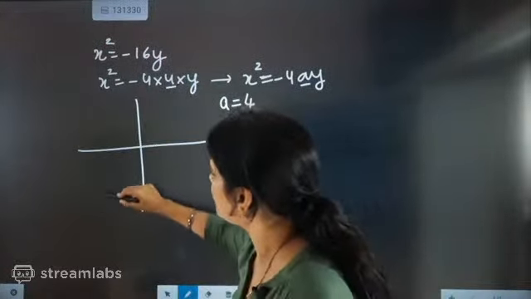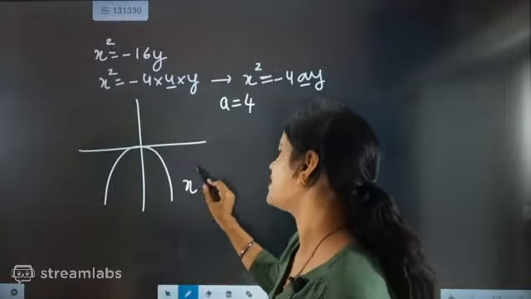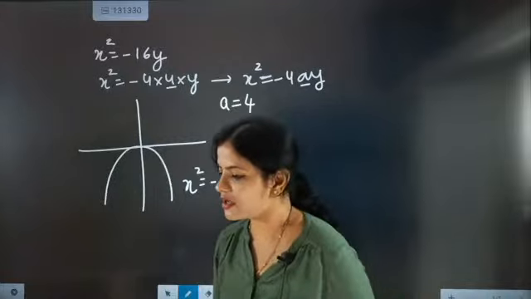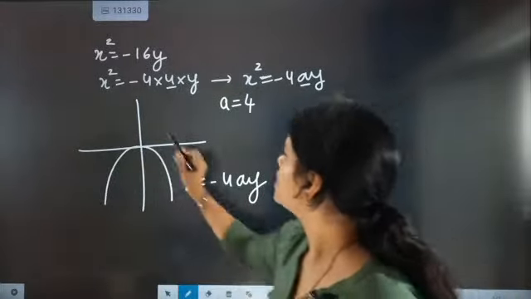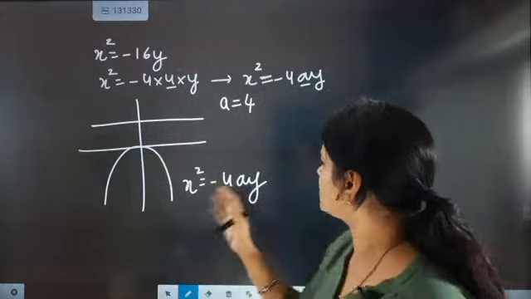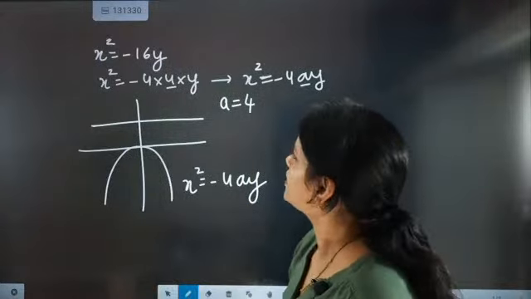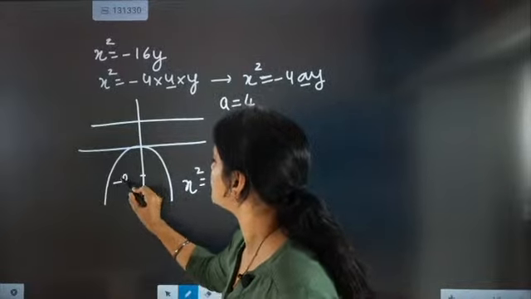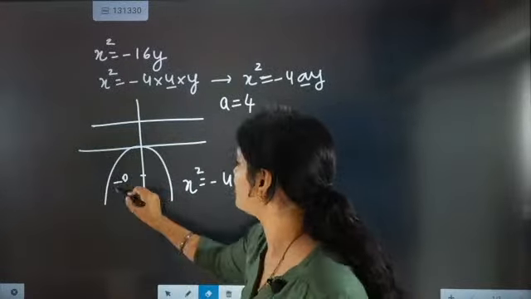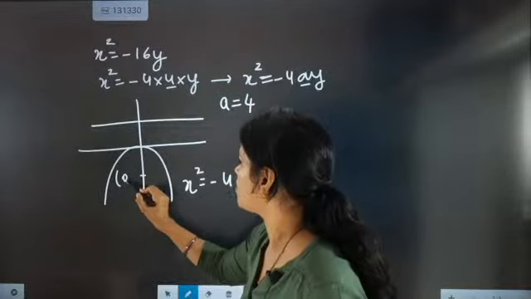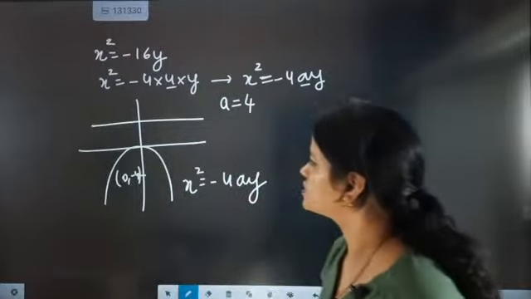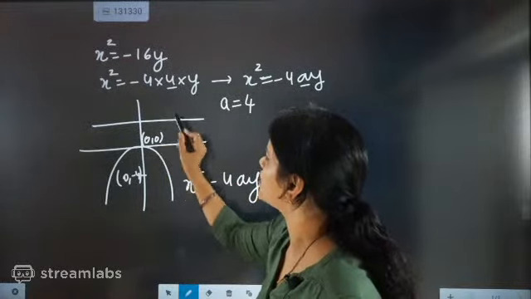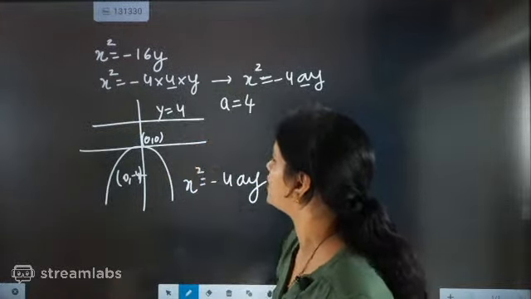If the parabola is down, then x square will be equal to minus 4ay. X square is exactly minus 4ay. So the focus is going to come as 0 comma minus 4. Vertex point will be 0 comma 0. Equation of directrix will be y equal to 4 here.